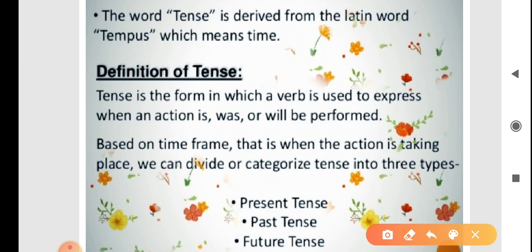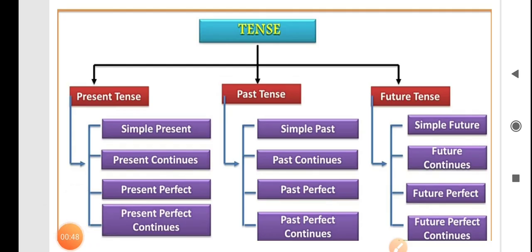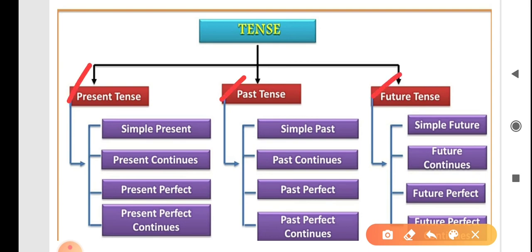We can divide or categorize tense into three types: present tense, past tense, or future tense. Tense is divided into three parts: present tense, past tense, future tense. All three tenses are divided into four categories: simple, continuous, perfect, and perfect continuous.